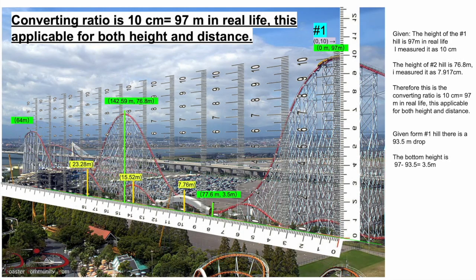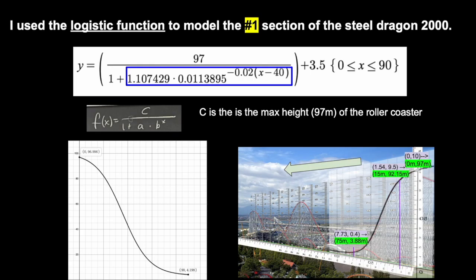The given height of the first hill is 97 meters in real life, and I measured it as 10 centimeters. The second hill is 76.8 meters, and I measured it as 7.917 centimeters. Therefore, the conversion ratio is 10 centimeters equals 97 meters in real life, and this is applicable for both height and distance.